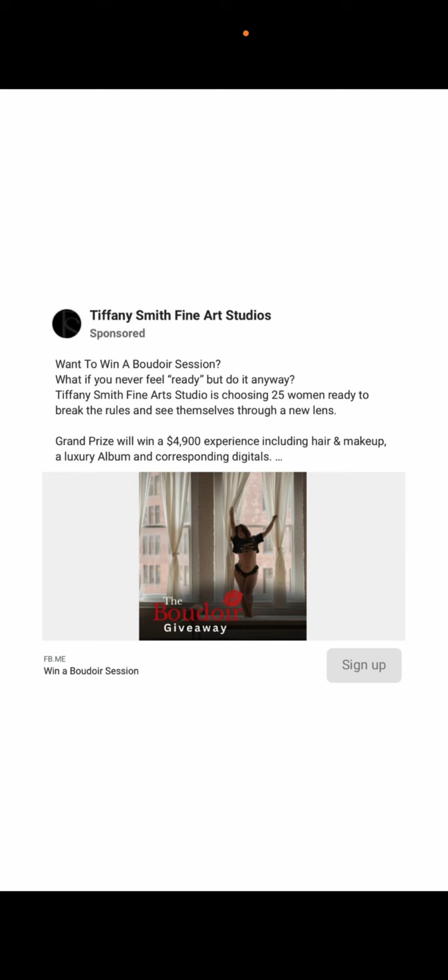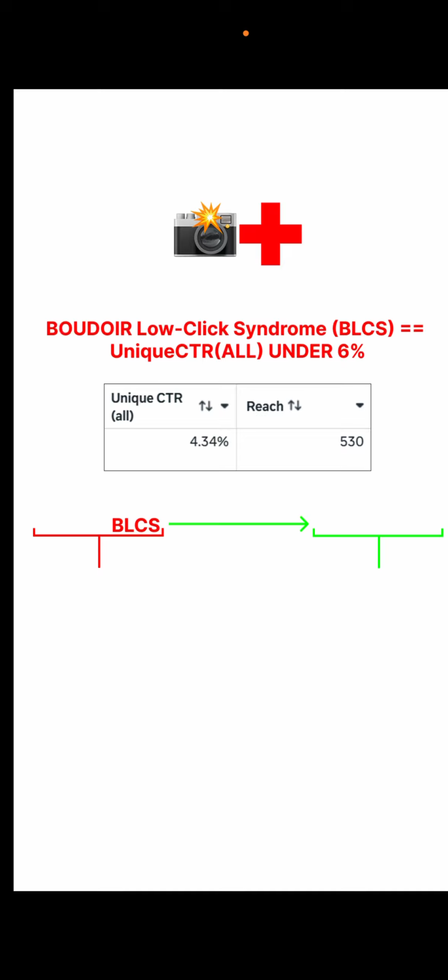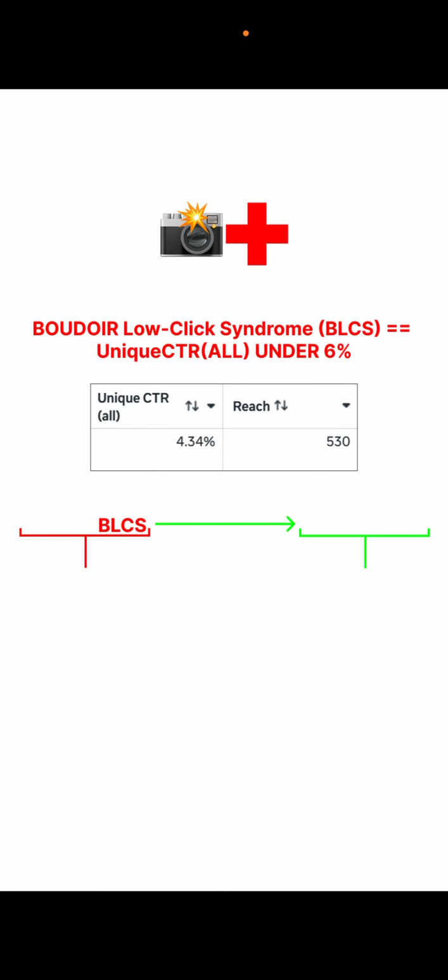All right, y'all, we're going to take a look at this Boudoir Facebook ad, check it out, diagnose it, see if we believe it has Boudoir low-click syndrome, aka BLCS, or not. Boudoir low-click syndrome is when the unique CTRL of our ad is under 6%. And this is a massive problem. More on that in a little bit.